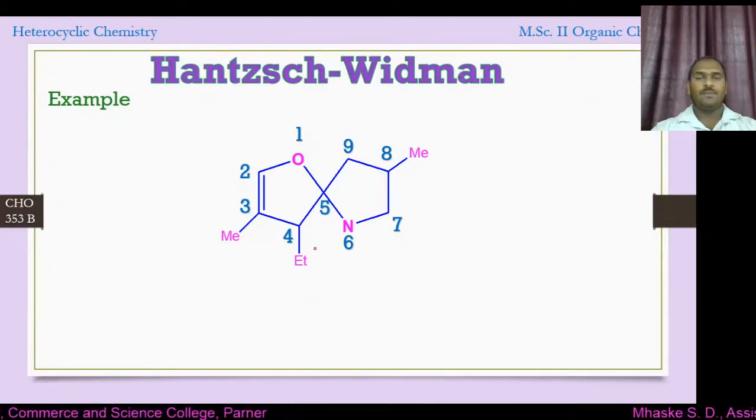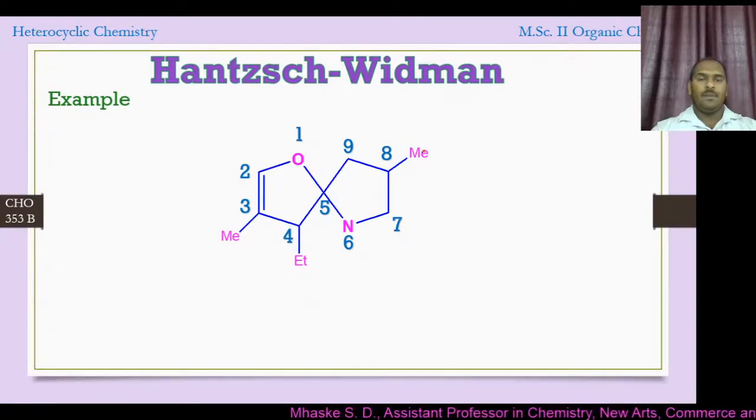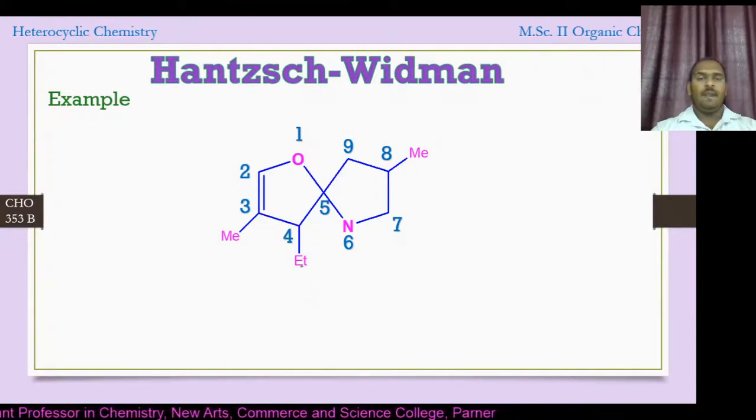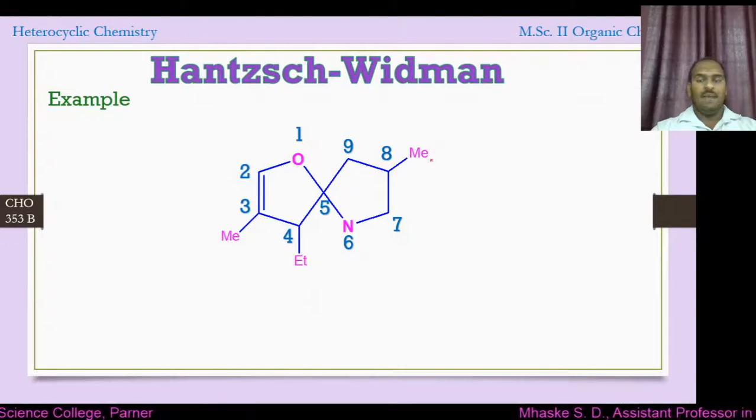Okay, at which positions are the substituents? At the third position there is a methyl group, at the fourth position there is an ethyl group, and at the eighth position there is a methyl group. Okay, so those positions we also have to mention. So 3,8-dimethyl, right? That will be 3,8-dimethyl and 4-ethyl. Alphabetically E comes first, therefore we have to write first 4-ethyl, 3,8-dimethyl. Okay, these are the positions of the substituents.